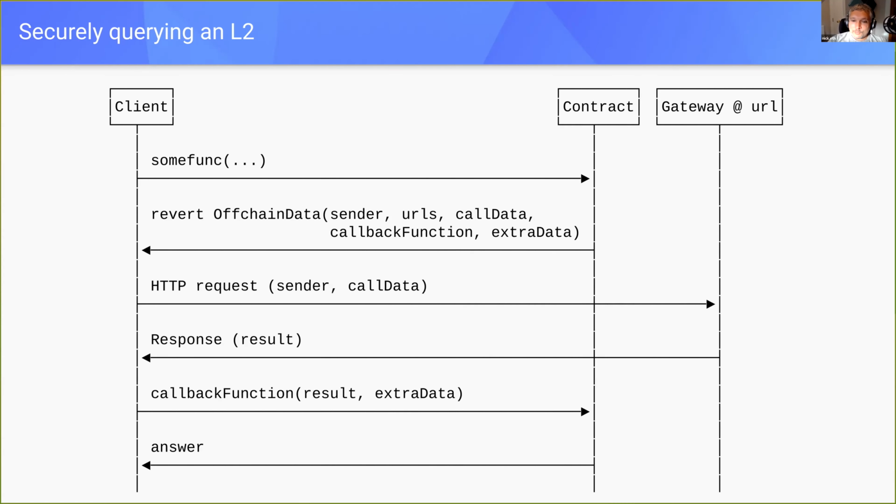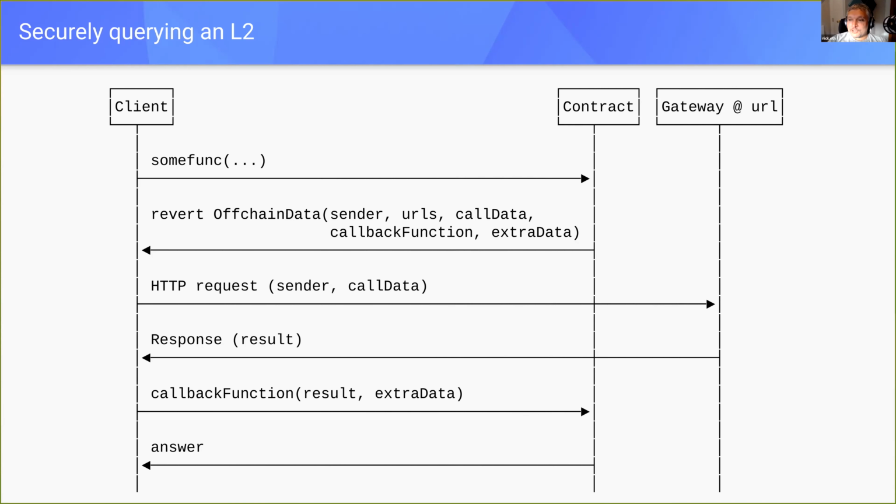But from the client's point of view, this is just a blob. So we go and make an HTTP request to the gateway with that data, and it comes back with a result, which again is completely opaque to the client. All we have to know is that it's binary data of some form. And then finally, we call the original contract again.